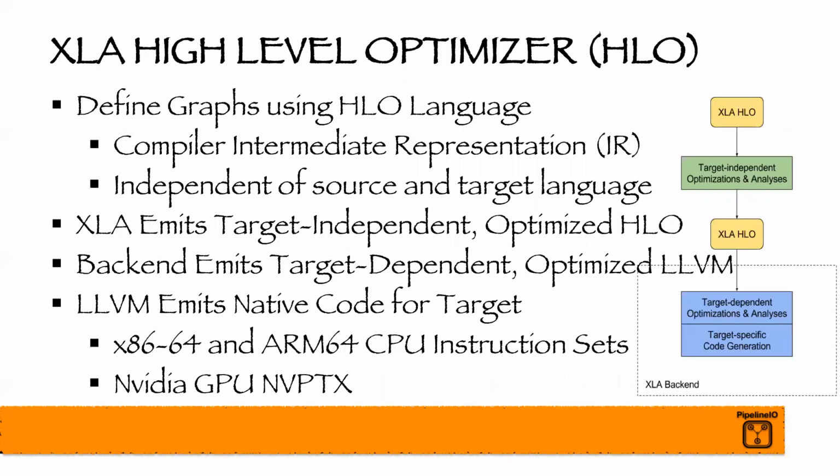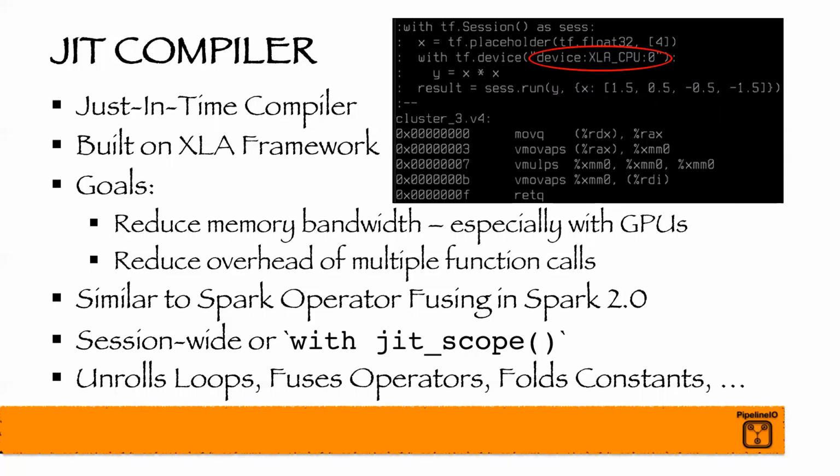So for the XLA stuff, I think I have a reference in the actual notebook on this that has all of the operations. And it's ways to fuse things together and all the fancy stuff that's going on. So the just-in-time compiler builds on top of the XLA framework. So this is during training time, for example. This is similar to what I just described with Spark. It's going to unroll loops and do constant folding and all the classic optimizations.